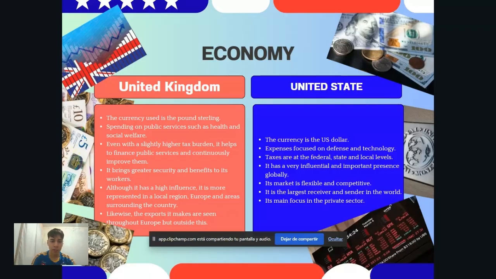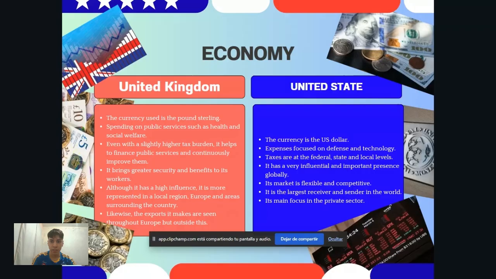Another very marked difference is the focus that its economy has. In the United Kingdom it is reflected in society and the public services it offers its citizens, while in the other country its focus goes towards technology and defense, in addition to the private sector.